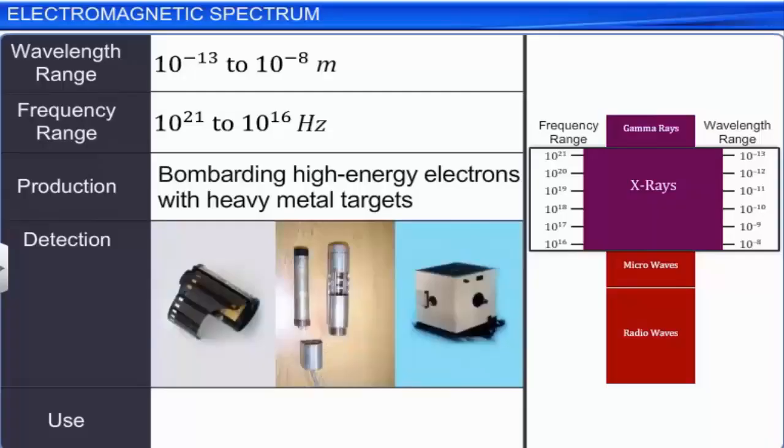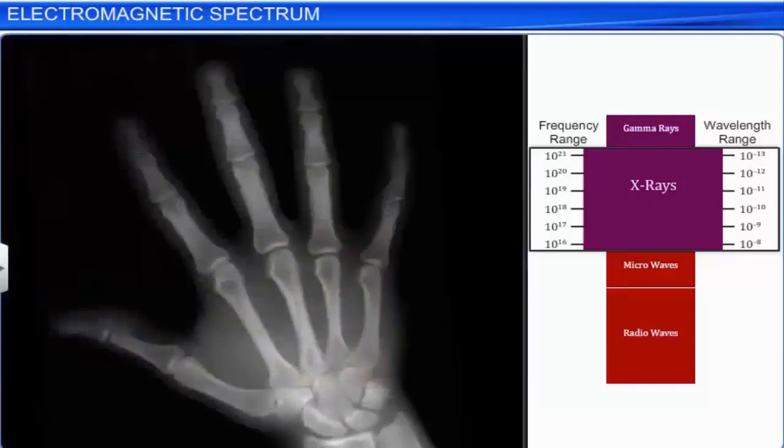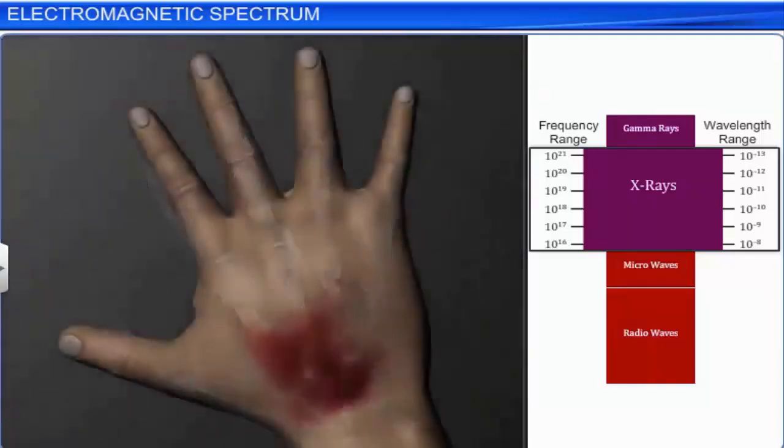X-rays are widely used in different applications such as medicine, spectroscopy, and in industries. Unnecessary overexposure to X-rays destroys living tissues and organisms. Thus, overexposure to X-rays should be avoided.